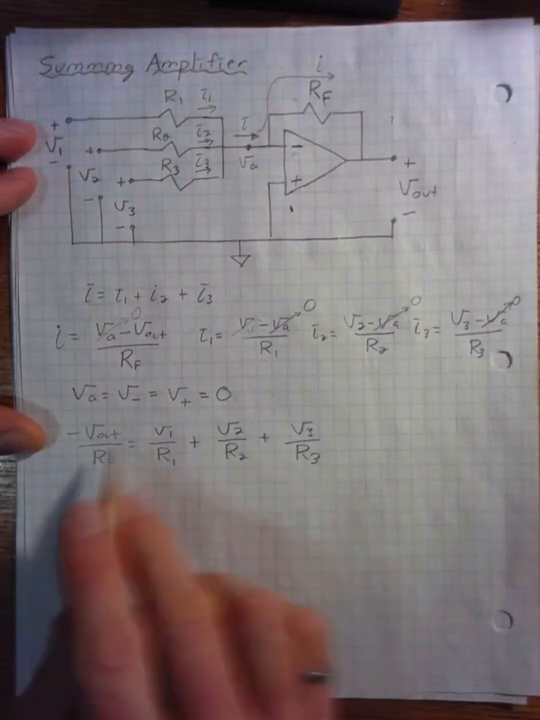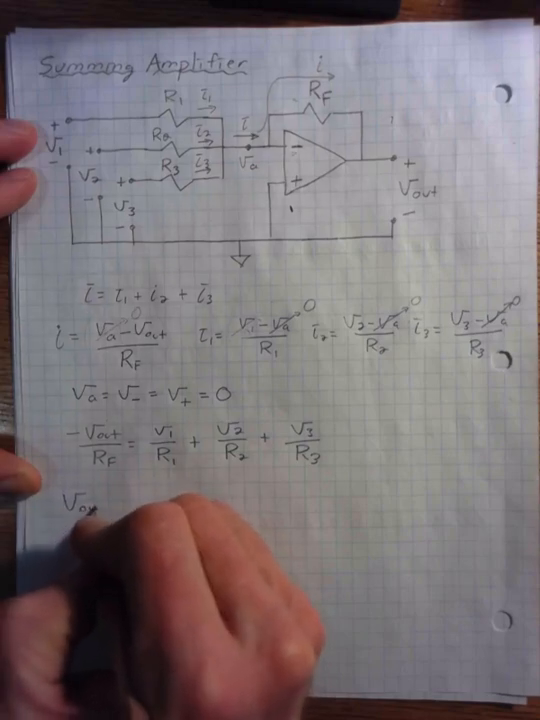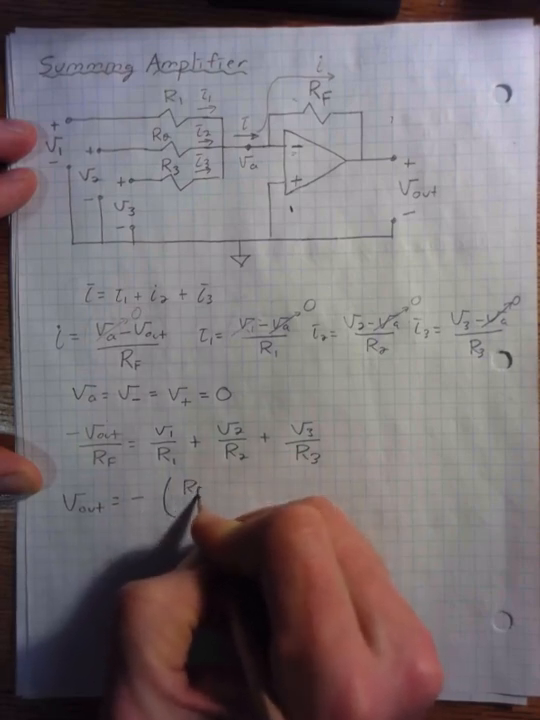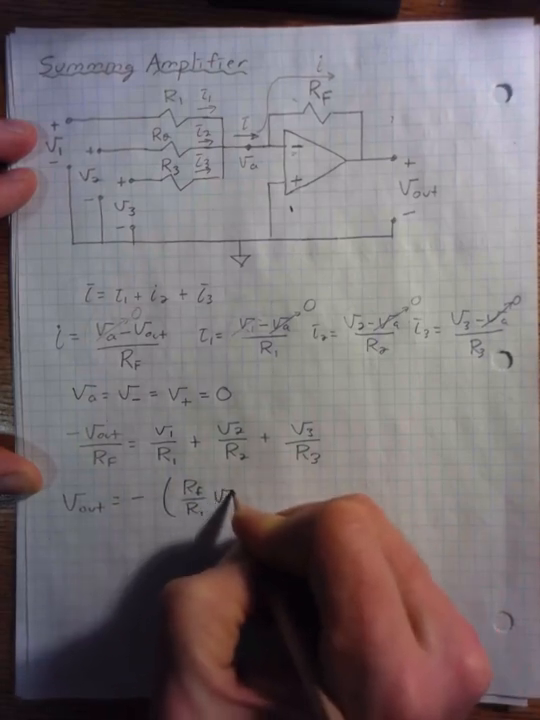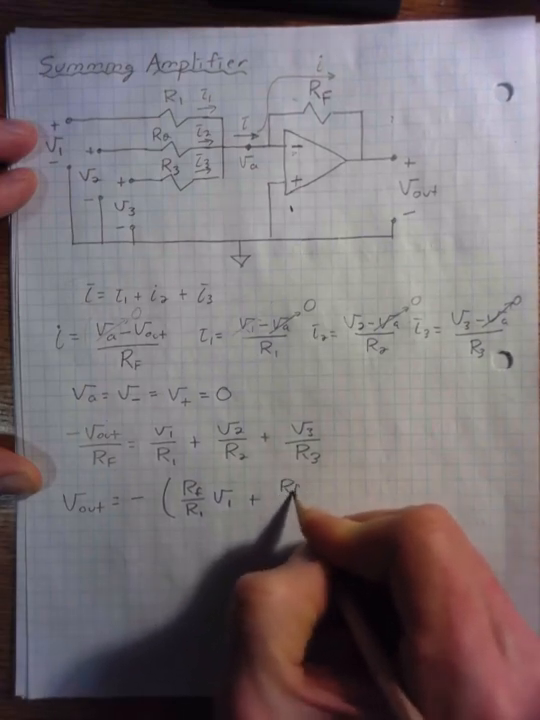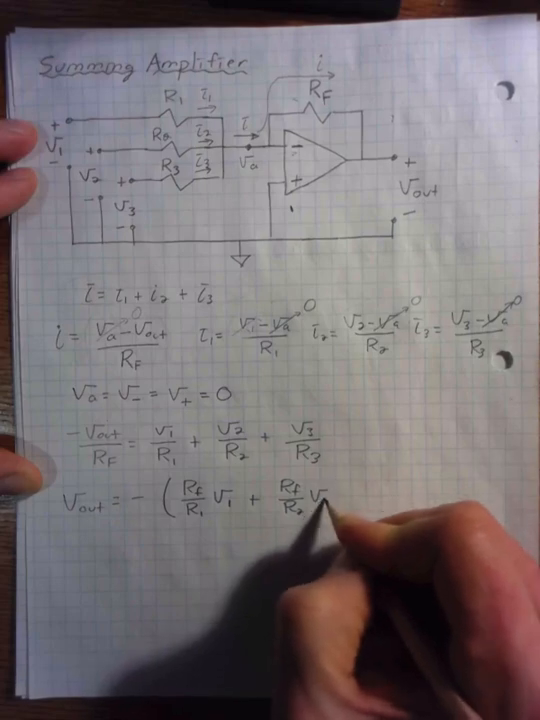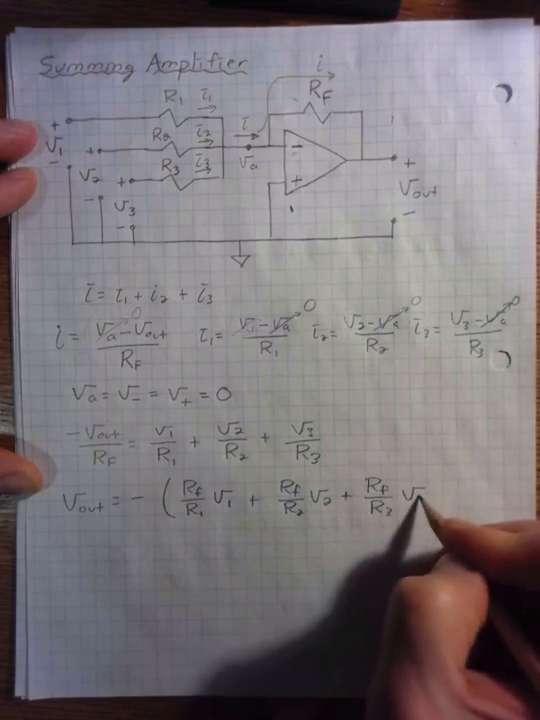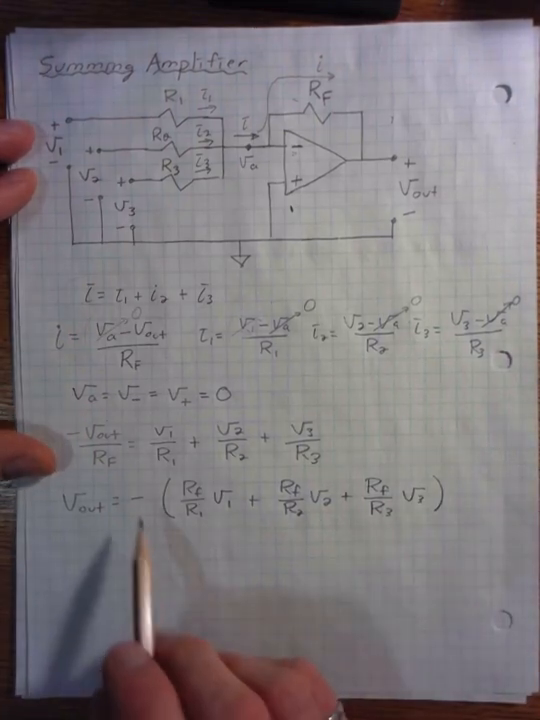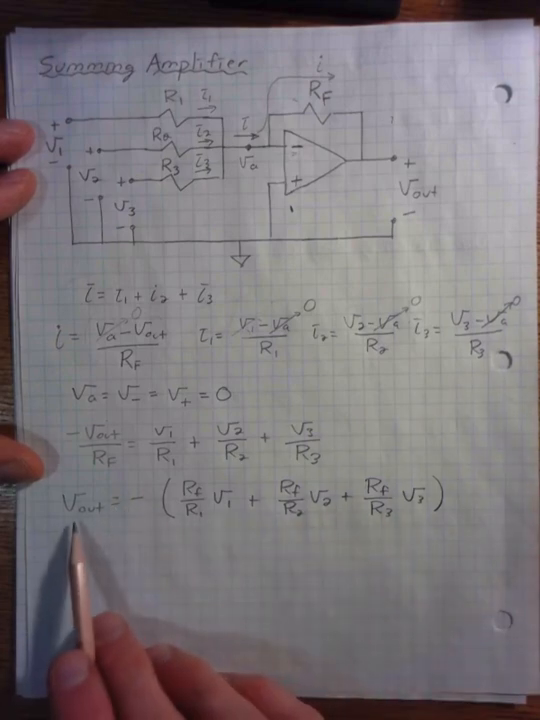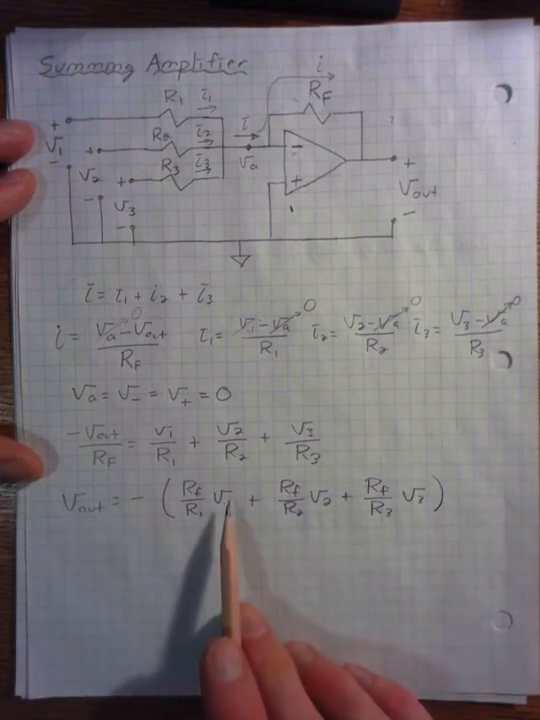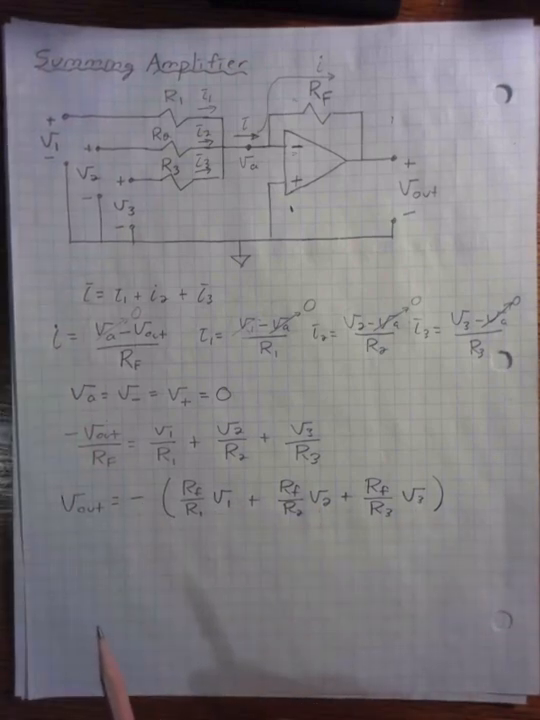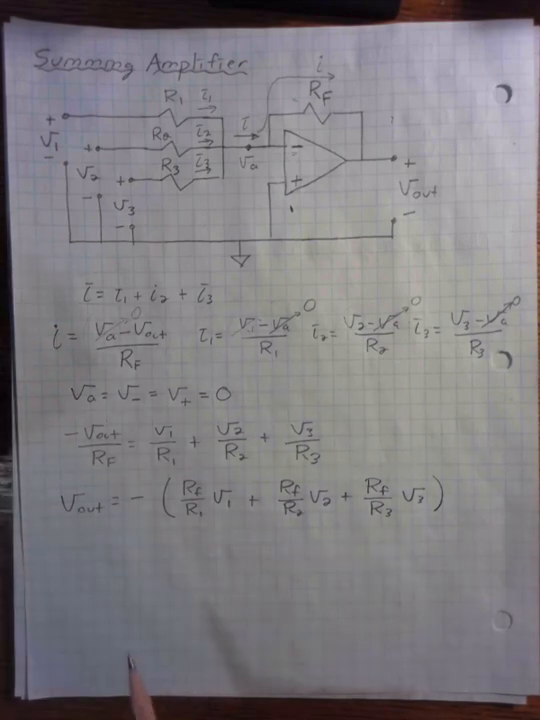And I can rearrange this a little bit and write Vout is equal to minus RF over R1 times V1 plus RF over R2 times V2 plus RF over R3 times V3. And so you can see what we've got here at the end is our output voltage is equal to the summation of V1, V2, and V3. We've got a negative sign here, but that just means this is an inverting amplifier, which is not a big deal, particularly for audio applications.